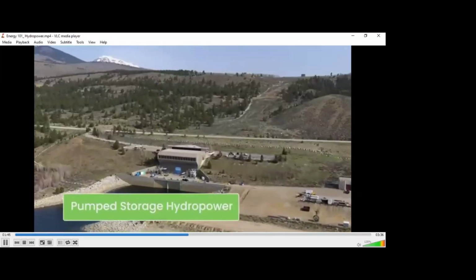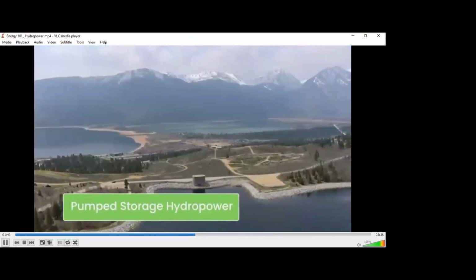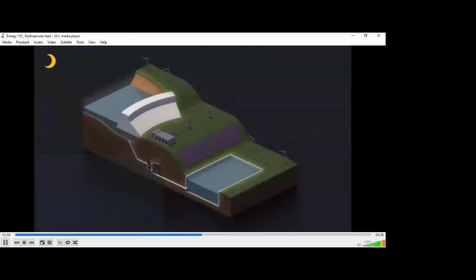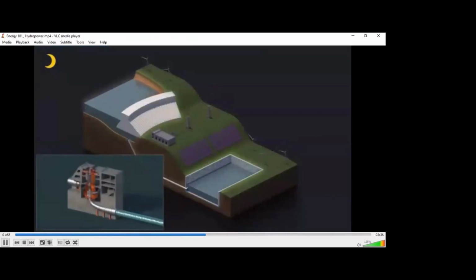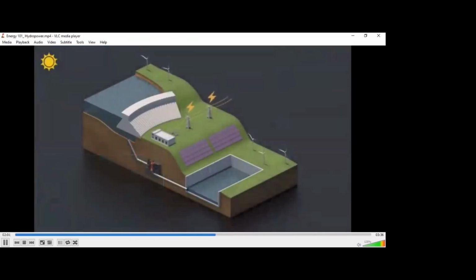And have a look at this. This is called pumped storage hydropower. Basically, it works like a huge battery. To charge the battery, water is pumped back up into a reservoir during periods of low energy use, often during the night when people are using fewer appliances. Then, when people need more power during the day, the water can be released to produce electricity.